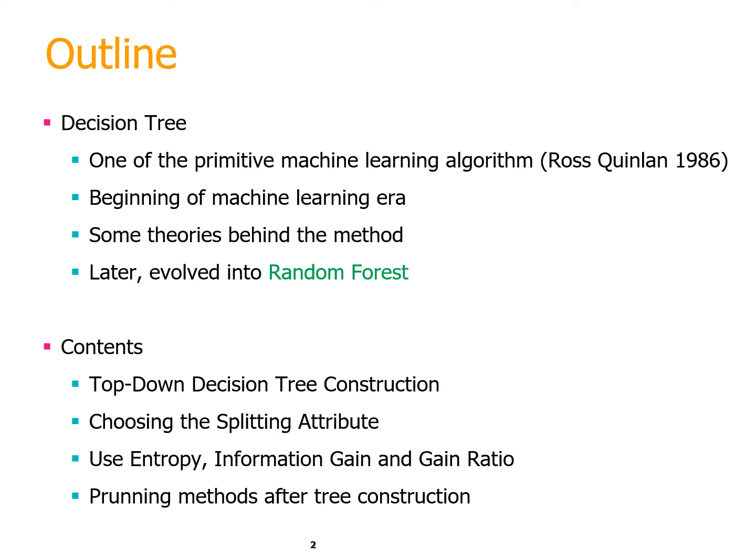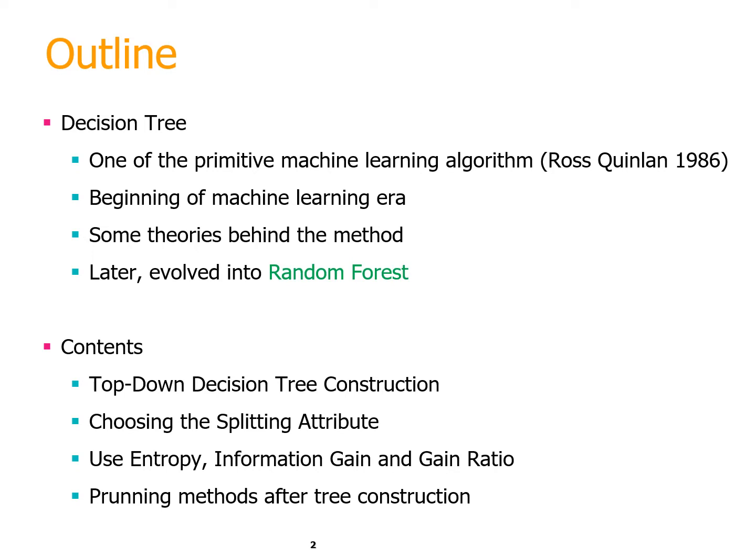But we cover decision tree for a couple of reasons. First, this decision tree is actually the beginning of the machine learning era. So this is important. And even though this algorithm is a little old and obsolete, some theories in the method are quite important, like entropy and information theory. And lastly, this method has evolved into a random forest, which is quite competitive.